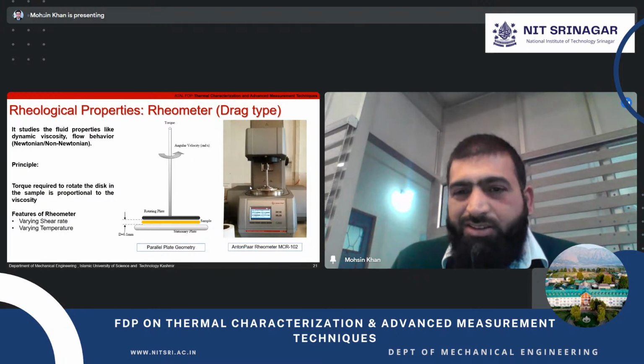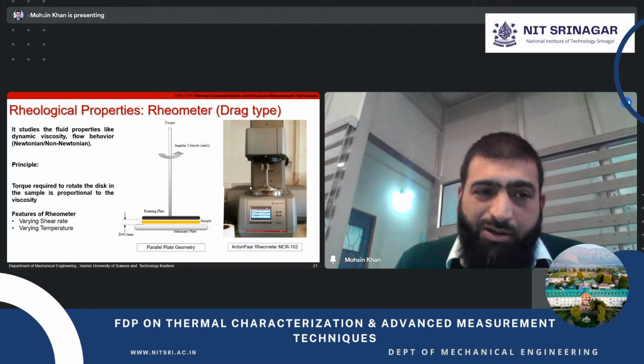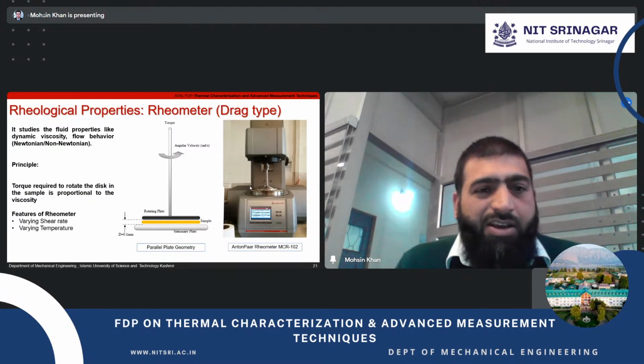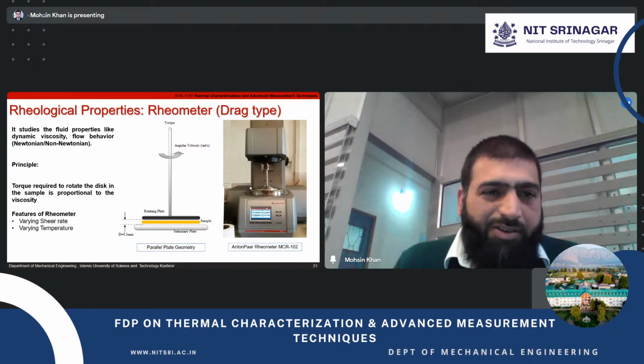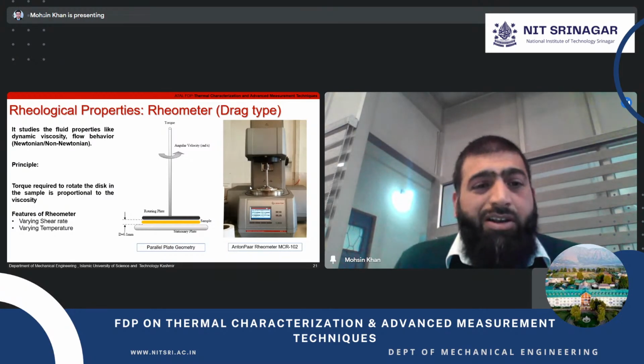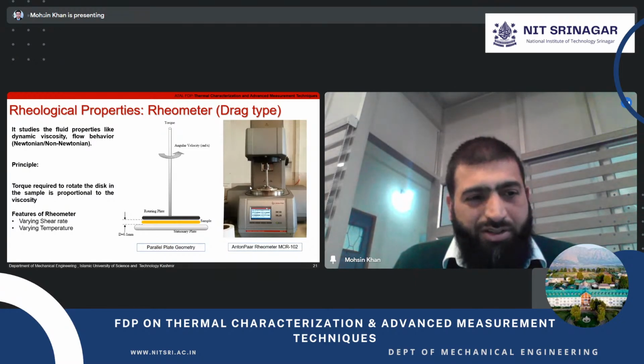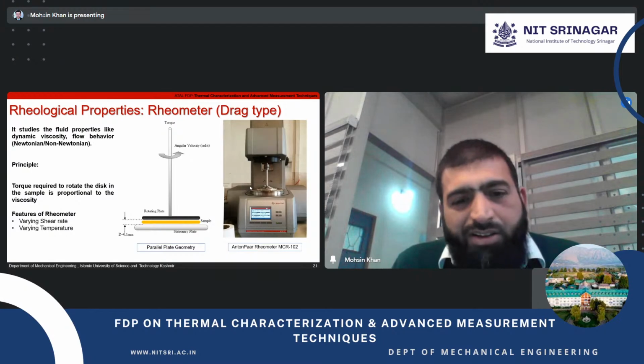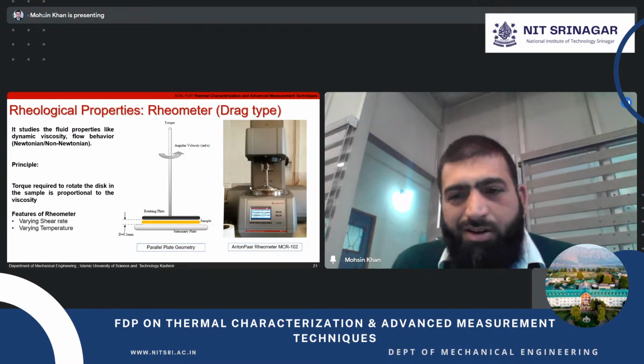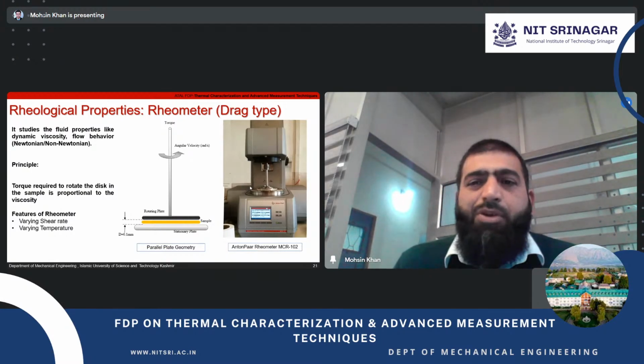Rheometers are basically the devices which measure the rheological properties, which include the dynamic viscosity, flow behavior, and certain other things. So what does flow behavior include actually? Actually, whether the fluid is going to behave as a Newtonian or a non-Newtonian fluid, or stuff like that. There are various types of rheometers available in the market, so I will be discussing the drag type rheometer.